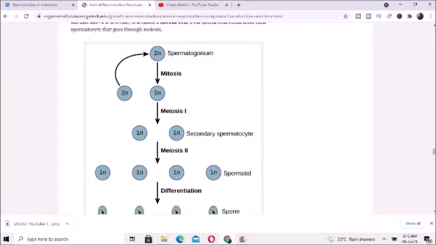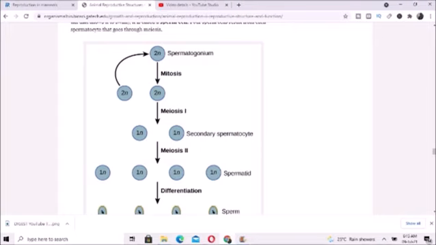To produce sperm, a cell called a spermatocyte, which is a precursor to sperm, undergoes meiosis to produce 4 haploid spermatids. Those spermatids are immature sperm.